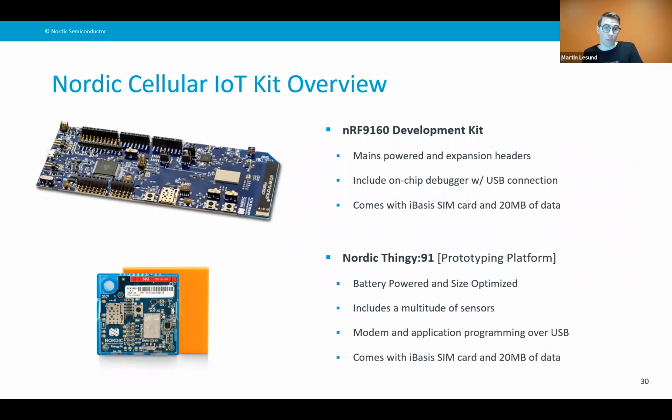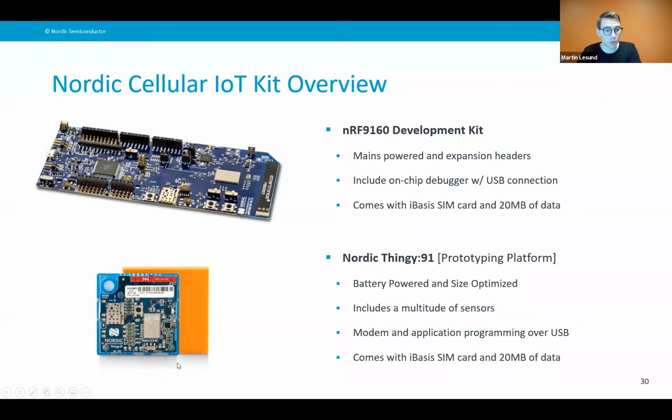So we have two main kits. This development kit, which is powered by USB, has support for expansion headers. It also includes an on-chip debugger with USB connection, and you also have this iBasis SIM card with 200 megabytes of free data.